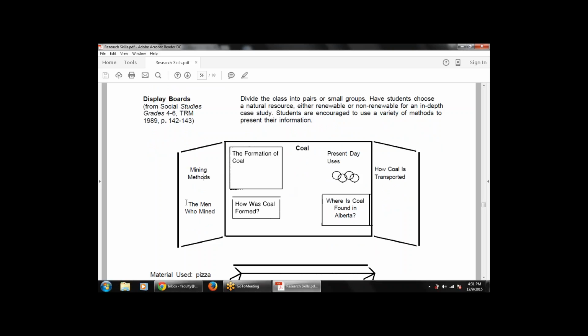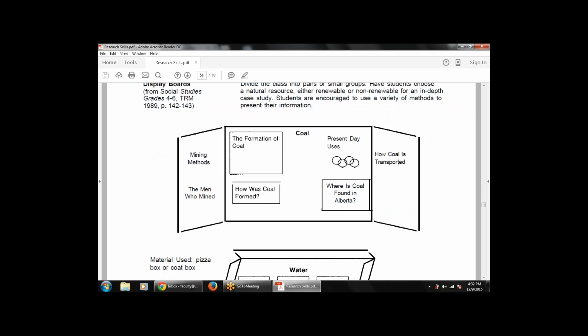This is the mining method. Then the men who mine, the formation of the coal, how was the coal formed. The main topic is coal. Then present day uses, where is the coal found in Alberta, how the coal is transported. So this is just a display board where every piece of information about the coal is available.